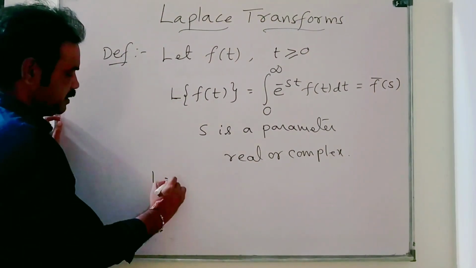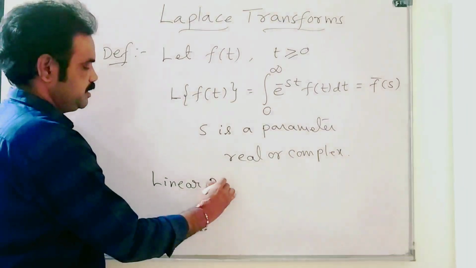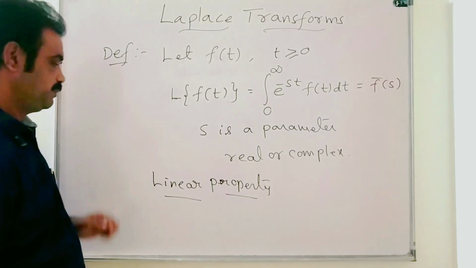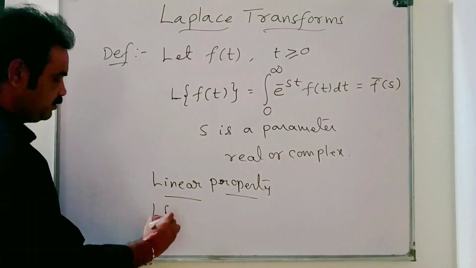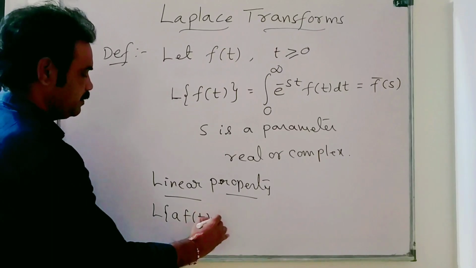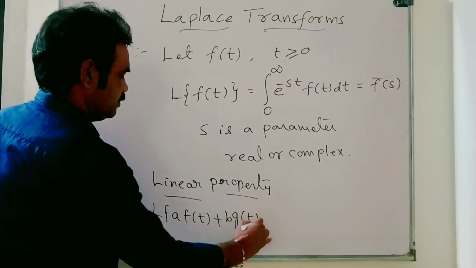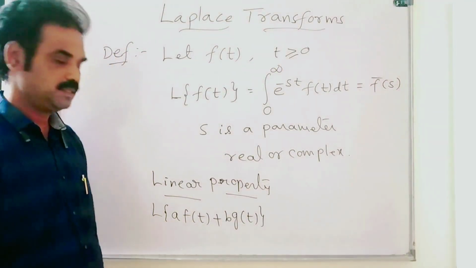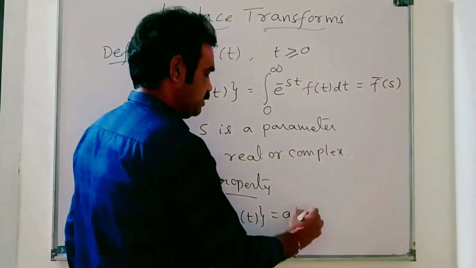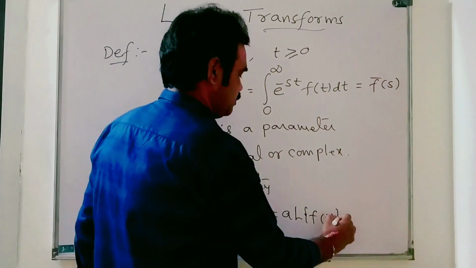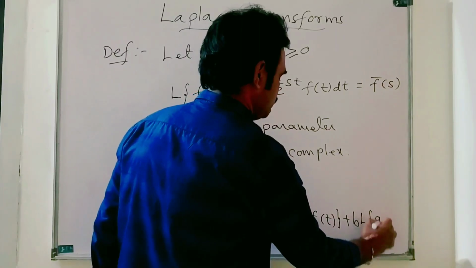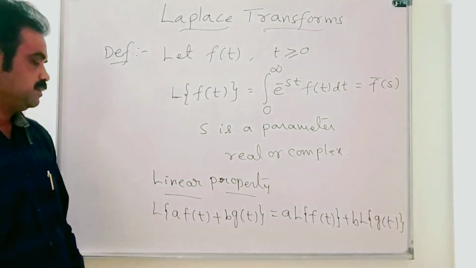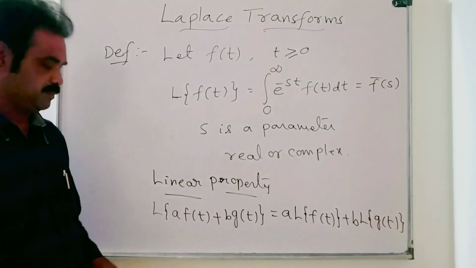We have the linear property in Laplace transforms. It is L of a into f of t plus b into g of t, where f of t and g of t are two functions of t and a, b are arbitrary constants, is equal to a into L of f of t plus b into L of g of t, where a, b are constants. This is the linear property in Laplace transforms.